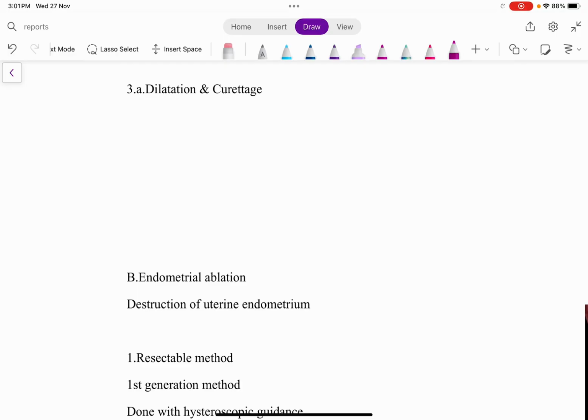So what procedures are you going to do in a patient with complaints of abnormal uterine bleeding? There are 3 procedures. The first procedure is dilatation and curettage. This is basically done as follows: you dilate the cervix and insert the curette, an instrument, inside the uterus, and you curette whatever tissue is present. You curette the entire uterine endometrium, that is, the entire uterine cavity.